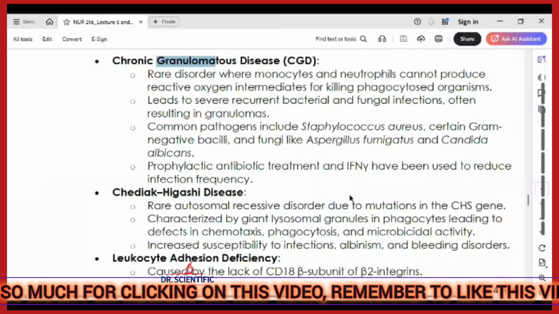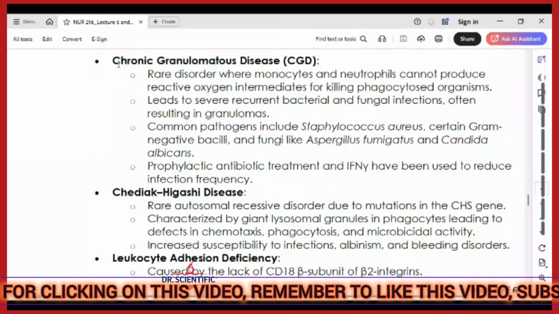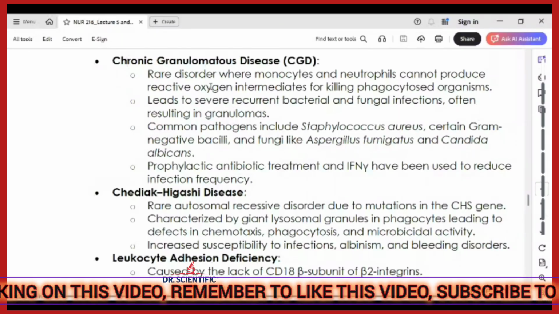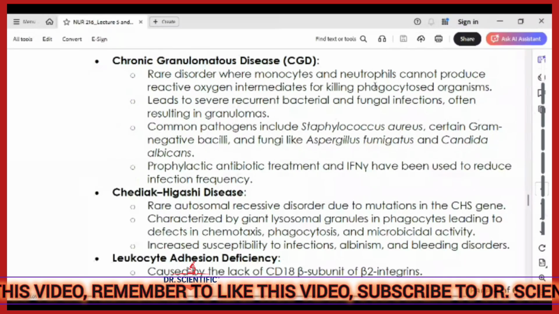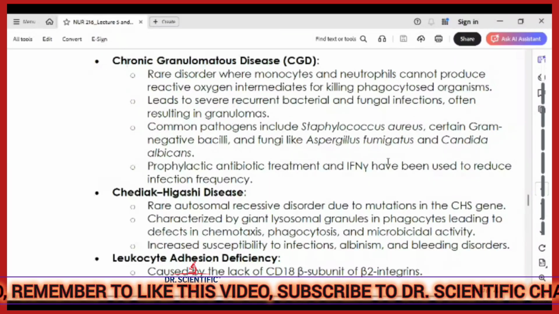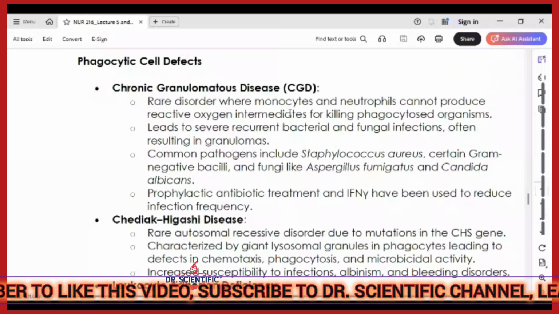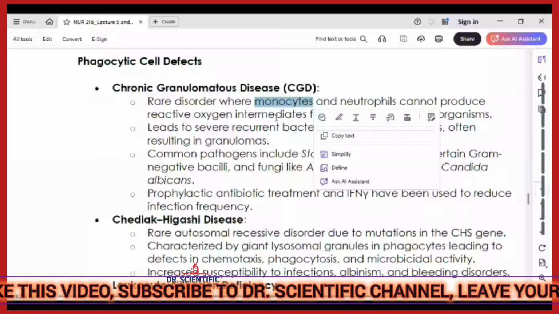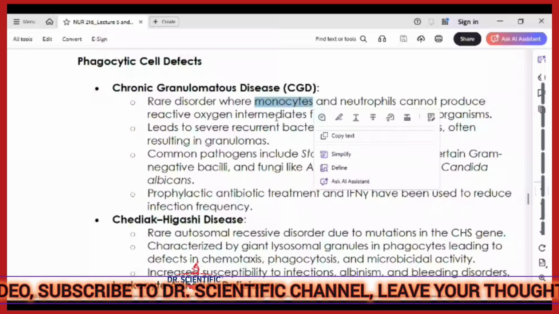I don't want to go into the issues of treating them. What is important for us is to know that individuals who have chronic granulomatous disease, or CGD, have monocytes and neutrophils, but these monocytes and neutrophils cannot produce what? Reactive oxygen intermediates. That is it. Of course, these are phagocytic cells. Monocytes by themselves are not phagocytic cells. They have to mature to become macrophages to become purely phagocytic. So we're just talking about the same thing.